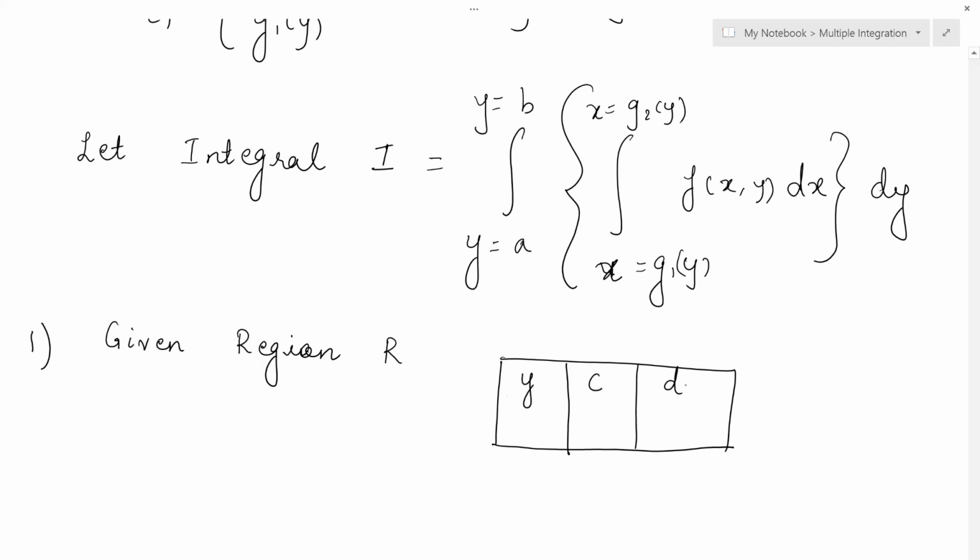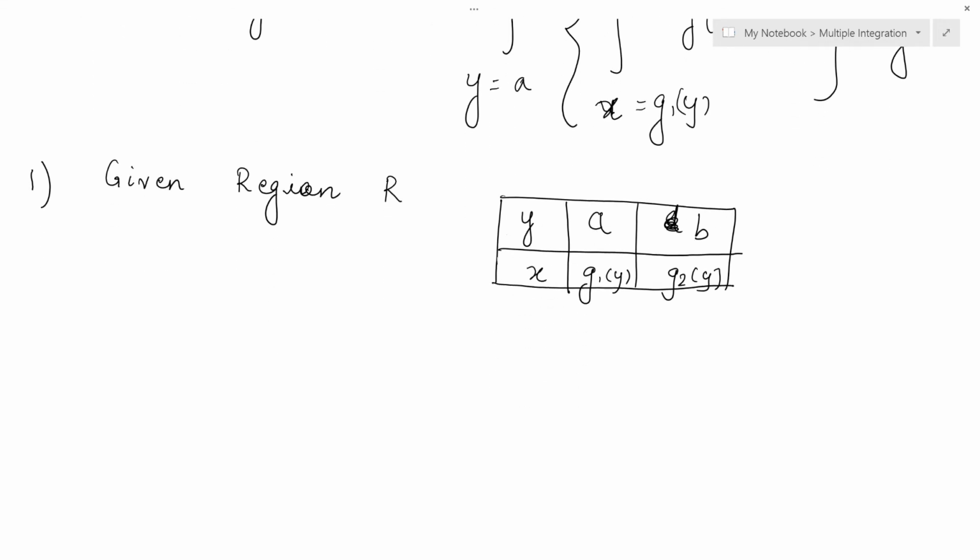Y limits are some a and b, and x limits are g1(y) and g2(y), right? And now you have to find the point of intersection. You have to sketch the region and check whether it is correct, because sometimes the region that you have from the intersection may be wrong.